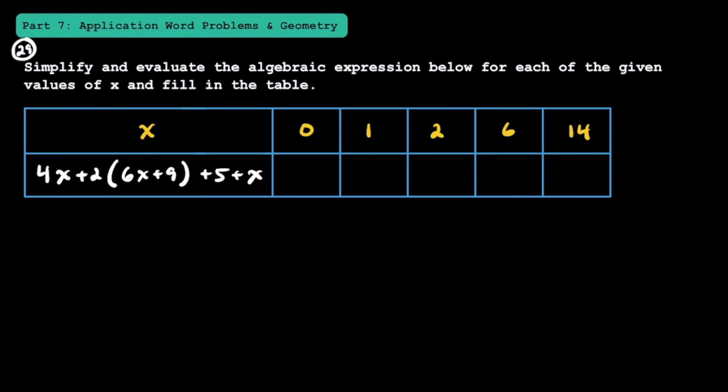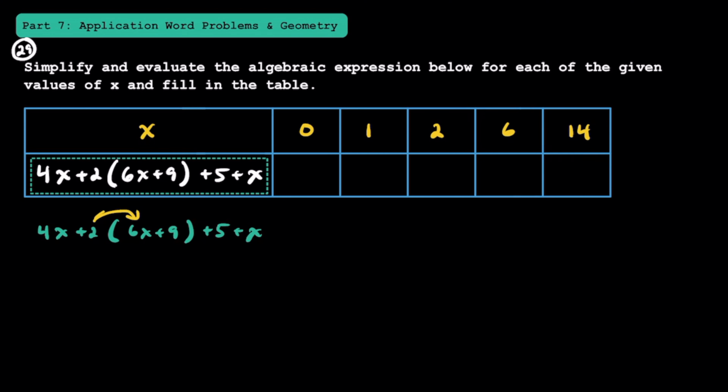Question 29. Let's simplify and evaluate the algebraic expression below for each of the given values of x, and then fill in the table. You should first look at this algebraic expression and realize that it can be simplified. You should start off by distributing this 2 to this 6x and this 9, and from that you would get 4x plus 2 times 6x is 12x, and 2 times 9 is 18, plus 5 and plus x.